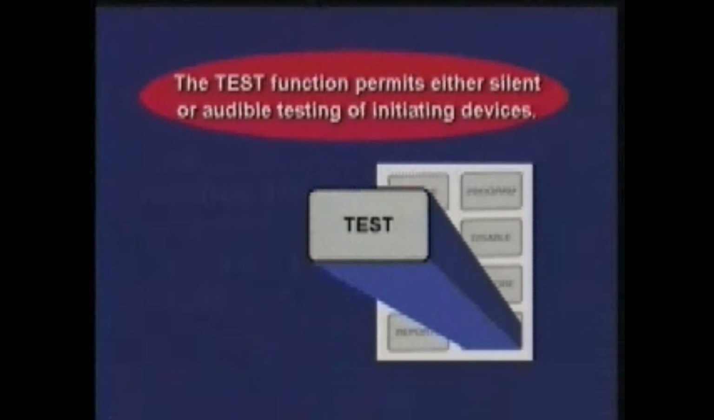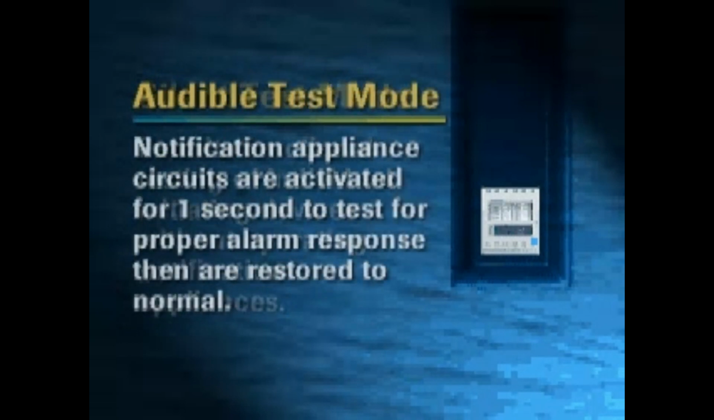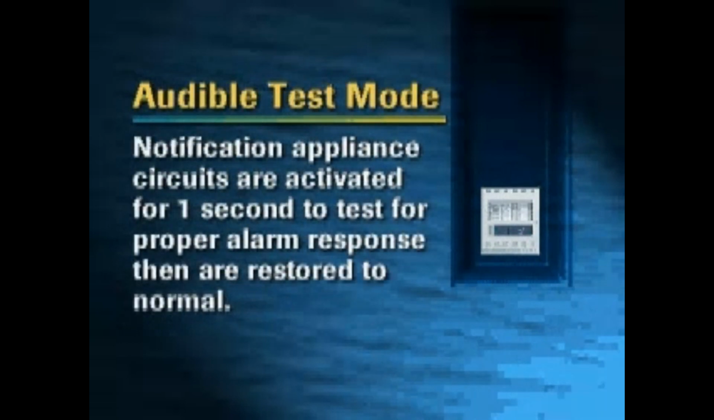The test function requires a level 2 or 3 password and can be set for either silent or audible operation by the system programmer. Placing the panel in a silent test mode permits the functional testing of individual initiating devices without operating the notification appliances. In an audible test mode, notification appliance circuits, bells, horns, strobes, etc., are activated for 1 second to test for proper alarm response. Then they are restored to normal.